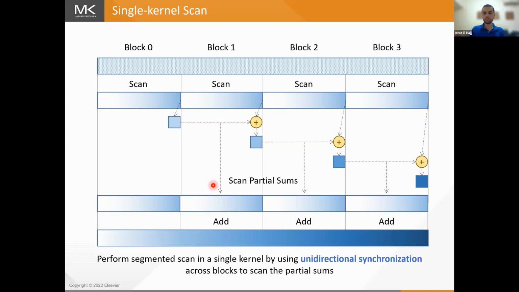Now to do the single pass scan, we have to have these flags. We have a flag for each one of these thread blocks, and the next thread block will have to kind of spin lock on the flag for the previous thread block to make sure that it finishes. We have to make sure that we get our thread fences right so that the data that is written by one thread block to global memory is visible to the next thread block.